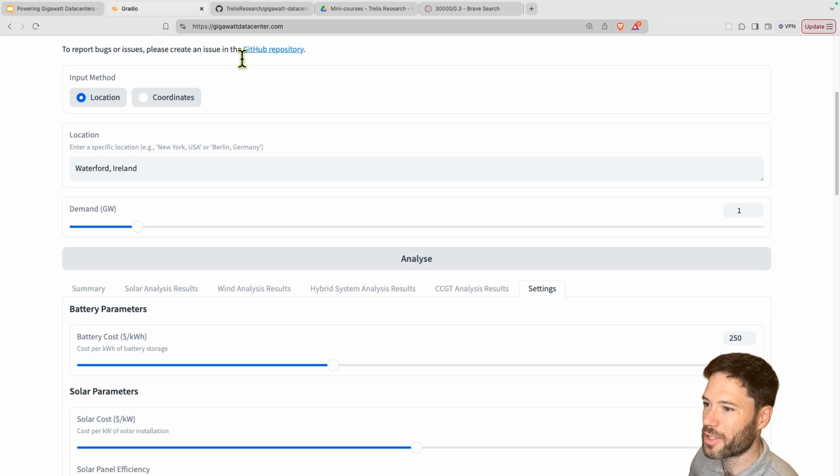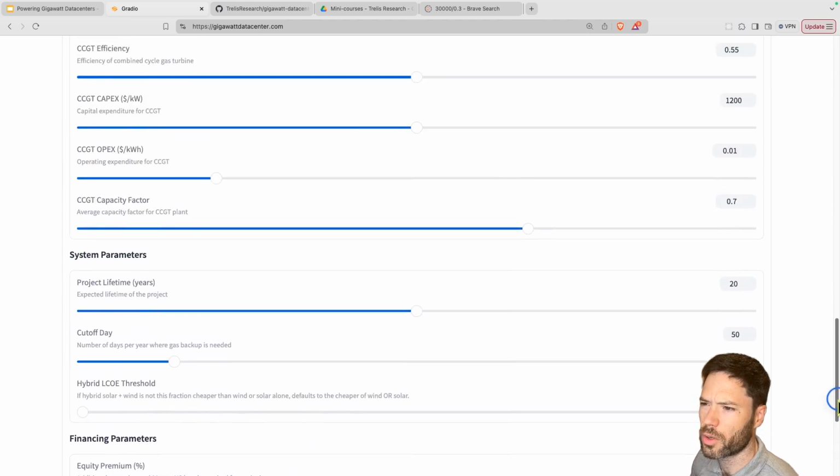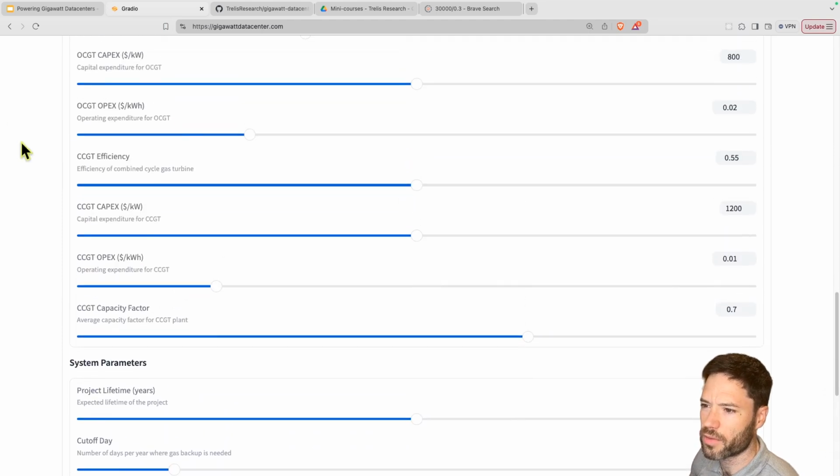So for our first example, let me just go across to the settings. Right at the bottom, I have the gas settings. If I scroll up a little bit, actually. And here I have CCGT, the combined cycle gas turbine efficiency. It's at 55. The CapEx is $1,200 per kilowatt. Solar and wind will be lower, but they have more intermittent operation. We'll come to that later. The operating expense is 1 cent per kilowatt hour, and my capacity factor is 0.7. So it's just as I've said.